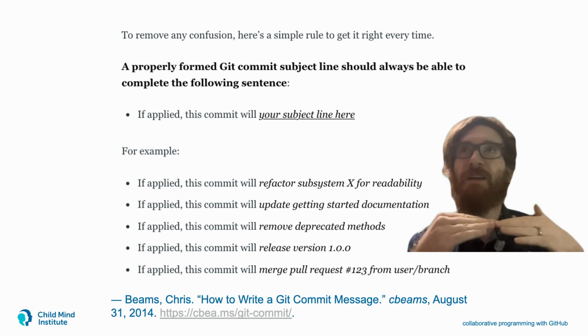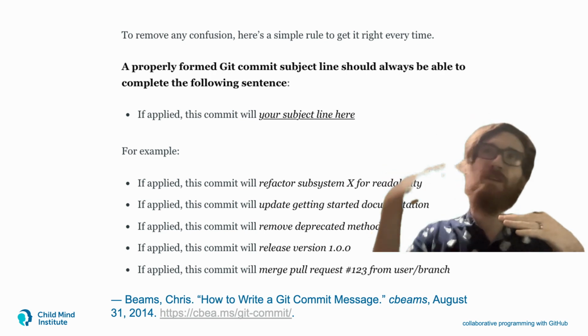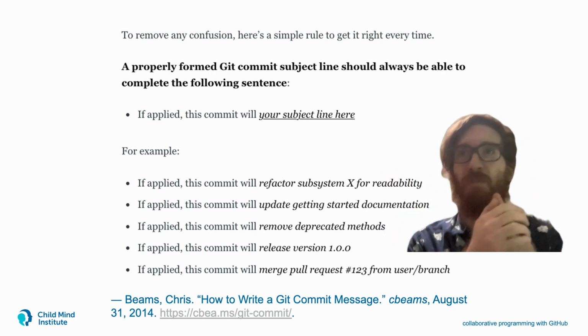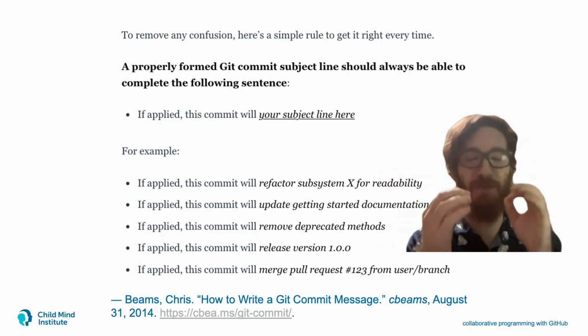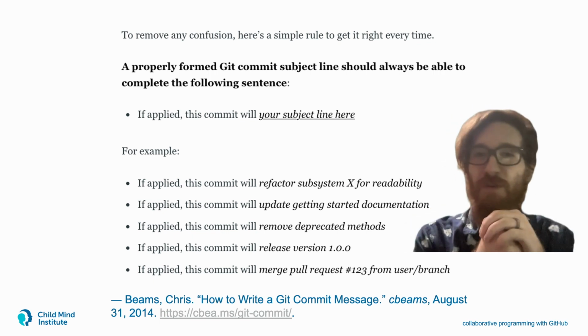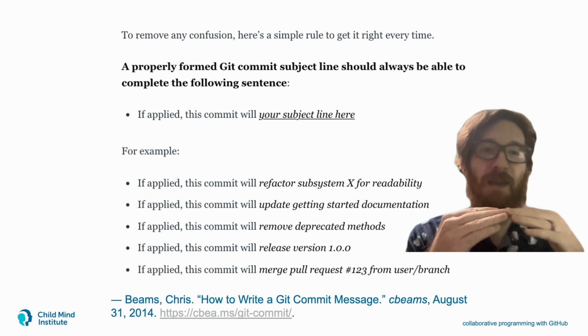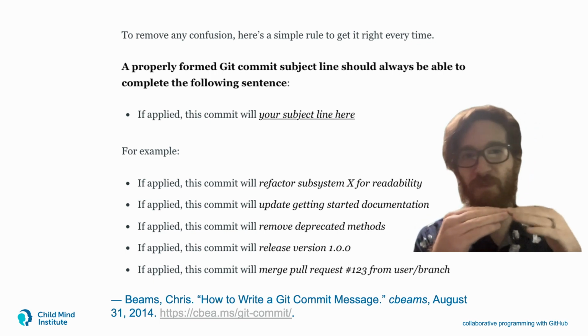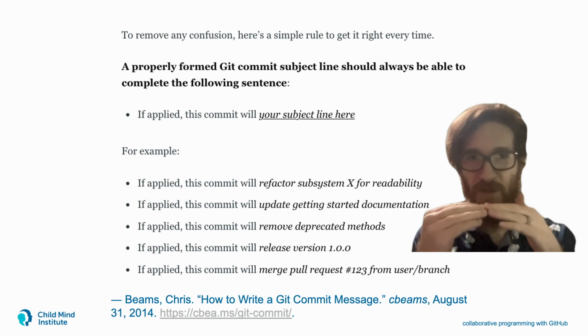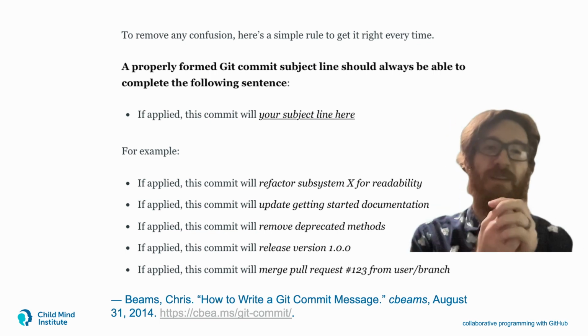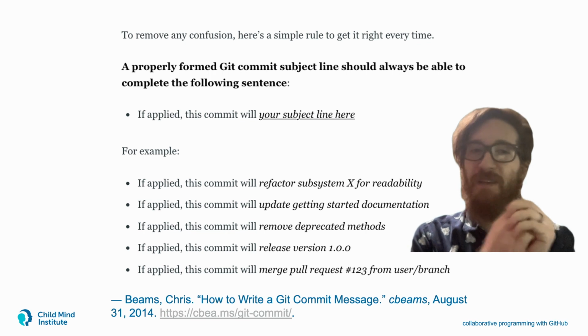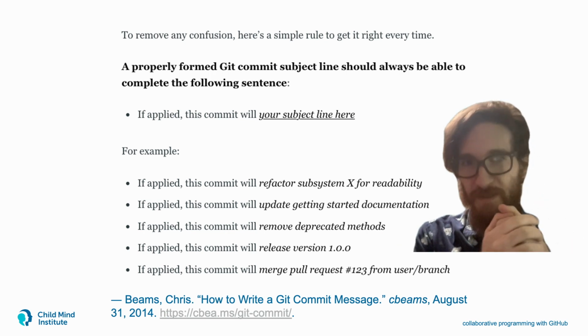The first line is what you're going to see if you're looking at the history in Git or on GitHub, unless you're specifically digging into a particular commit. So just looking at a glance, this is all you're going to see. And the rule of thumb for writing a git commit subject line is to just fill in the blank: if applied, this commit will blank.